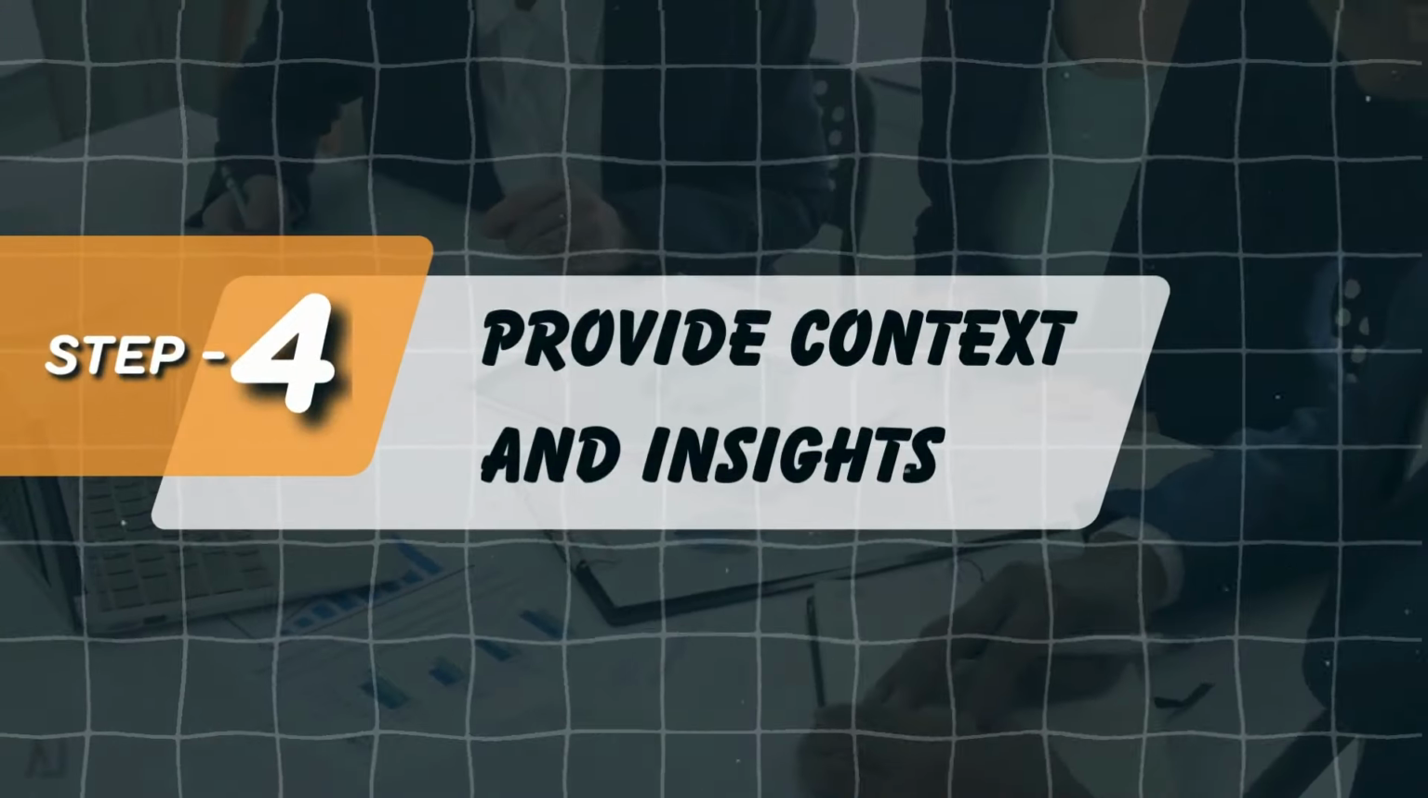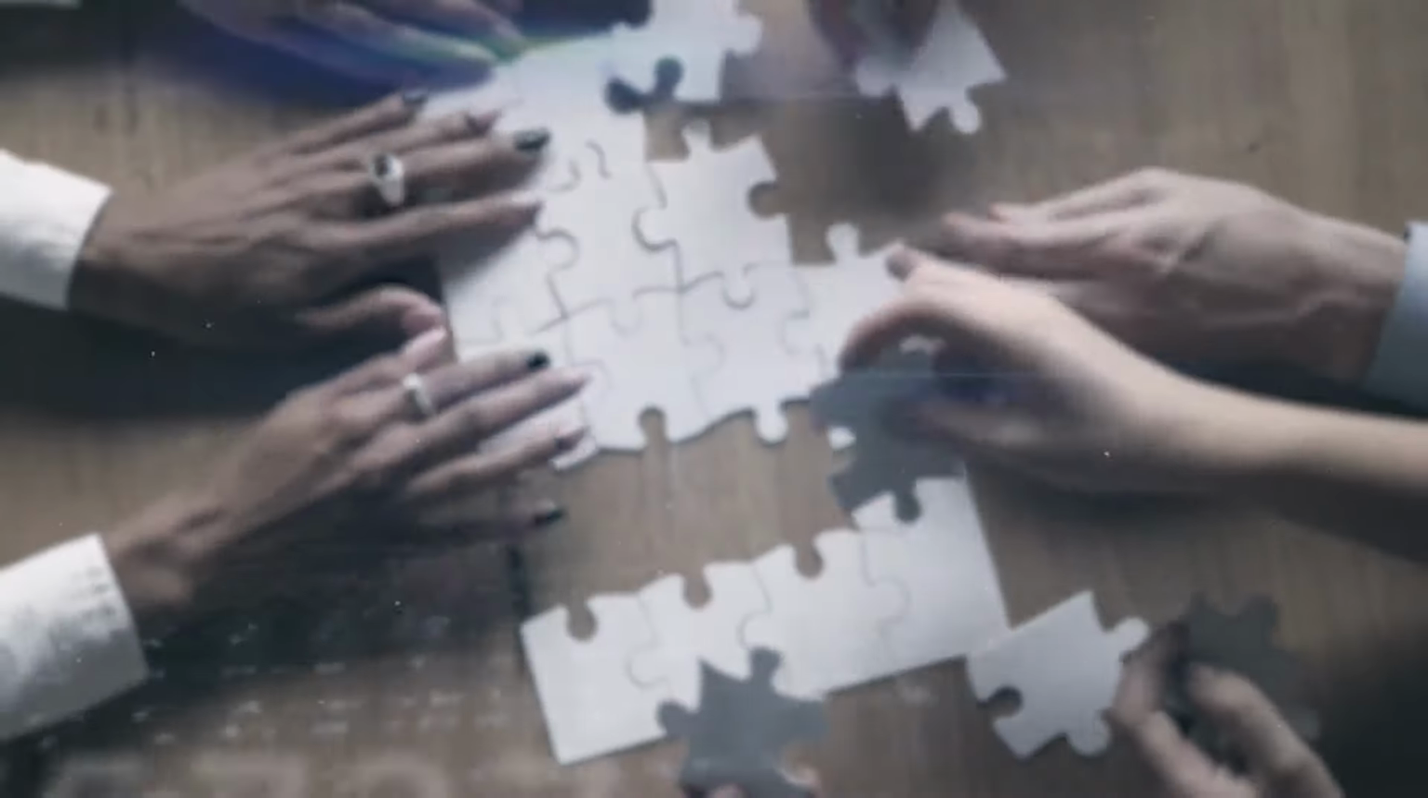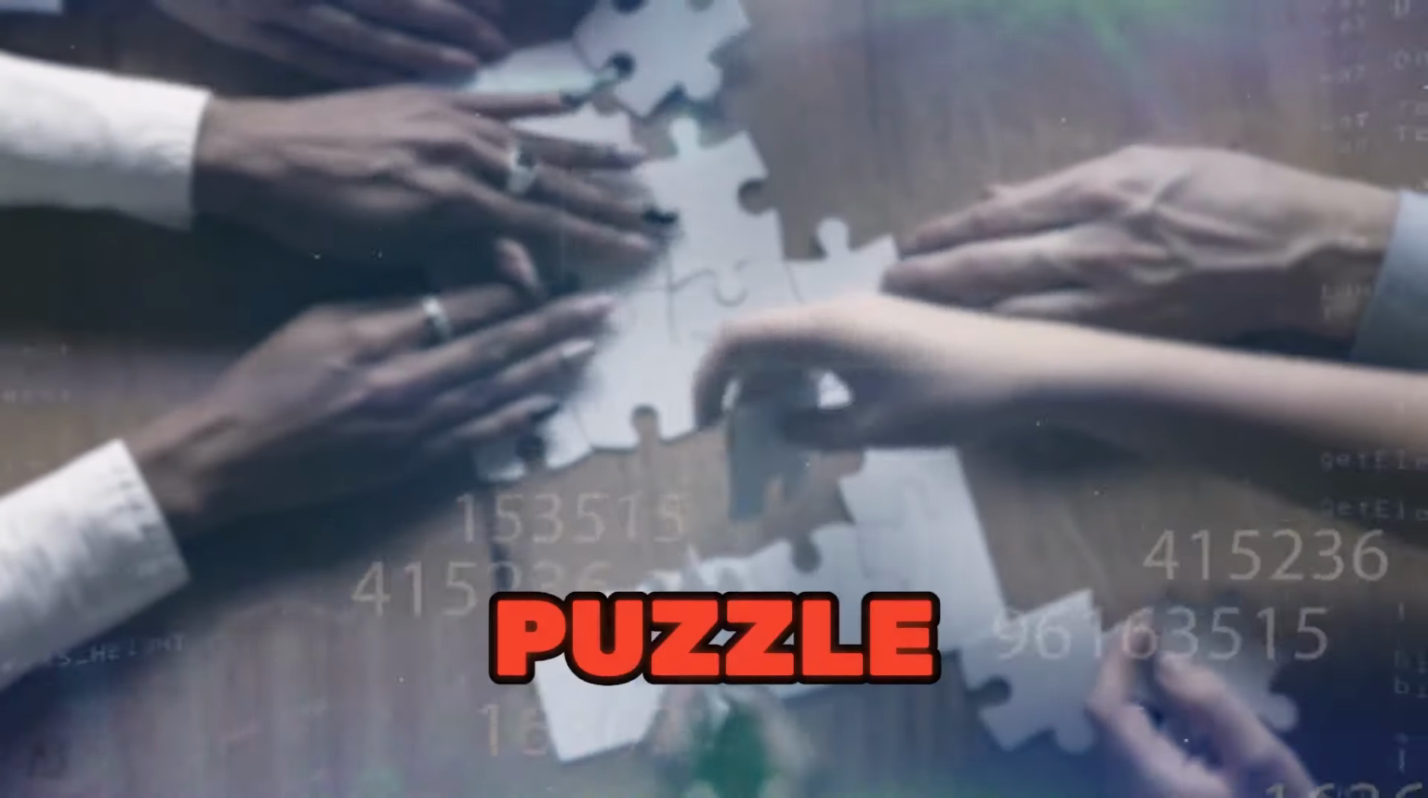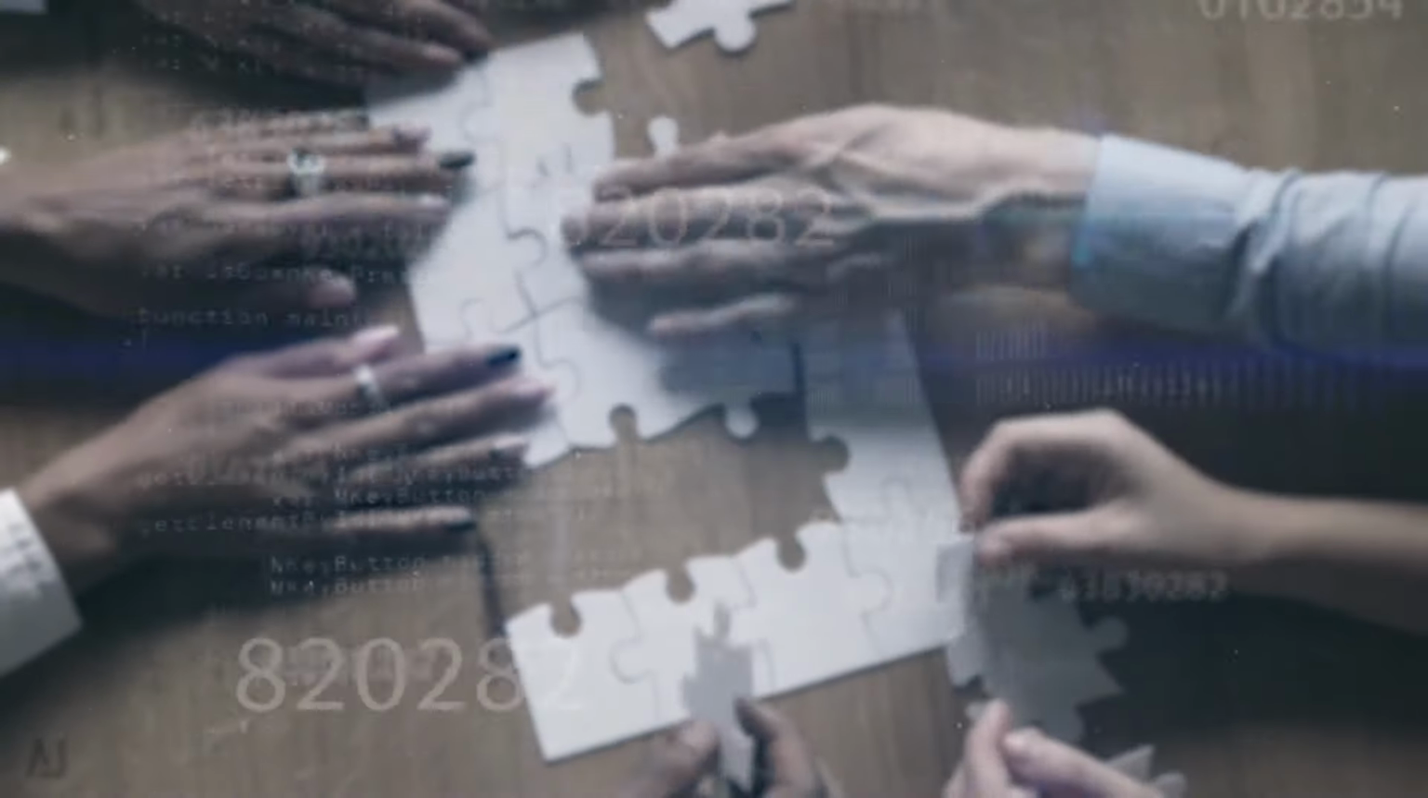Now let us move on to step 4. Having carefully curated your data, it's now crucial to provide the context and insights that will bring those numbers to life and help your audience grasp their true significance. Numbers are like pieces of a jigsaw puzzle. They're intriguing on their own, but it's only when you fit them together that the full picture emerges. That's where context and insight come in.